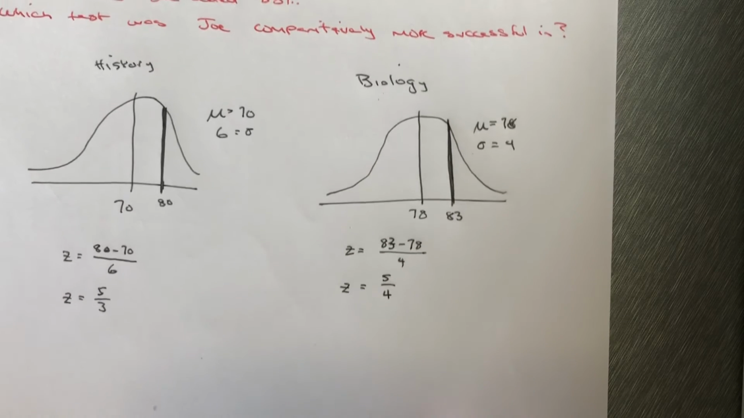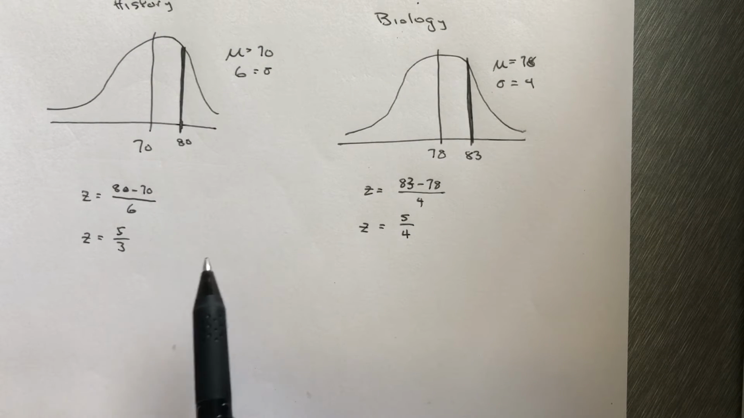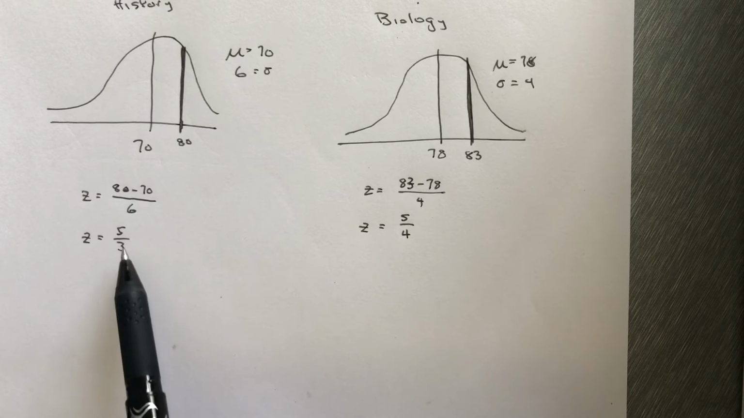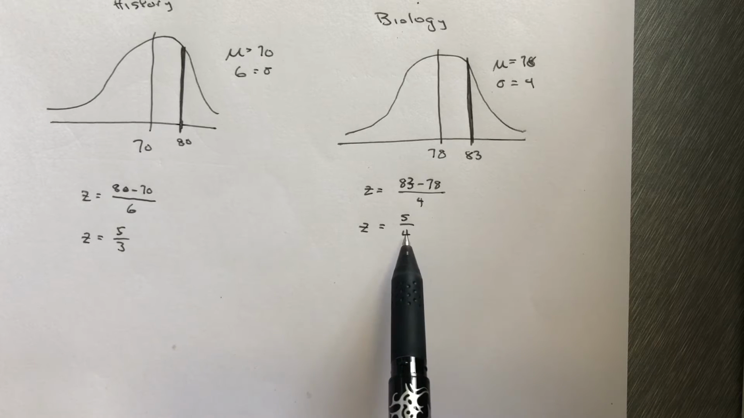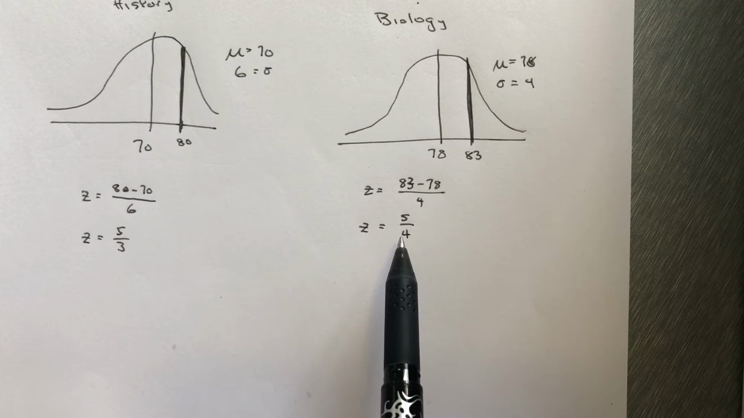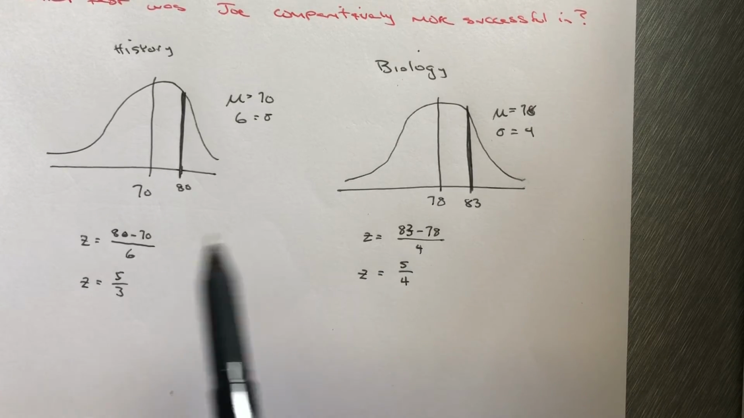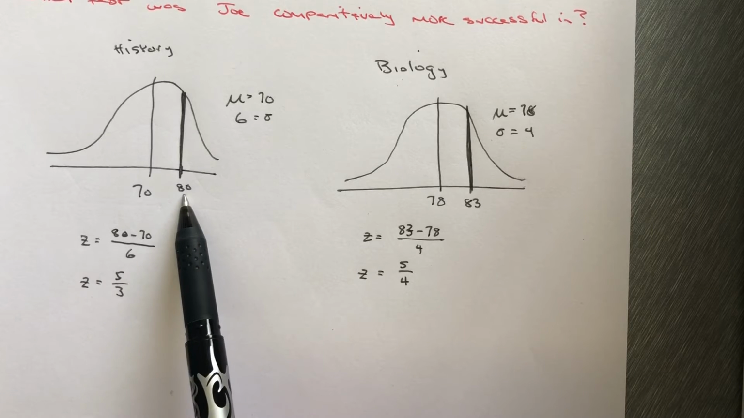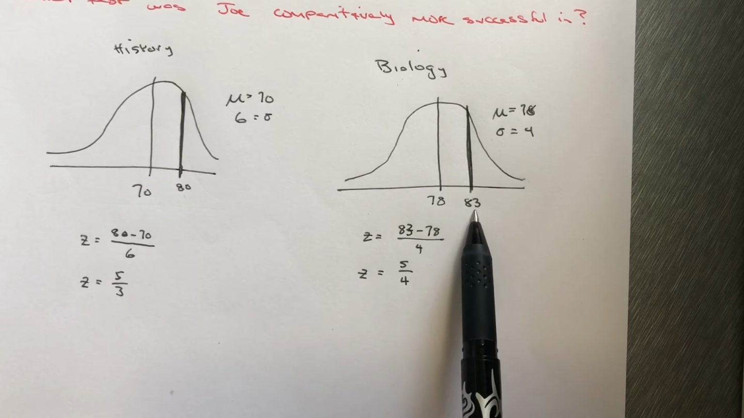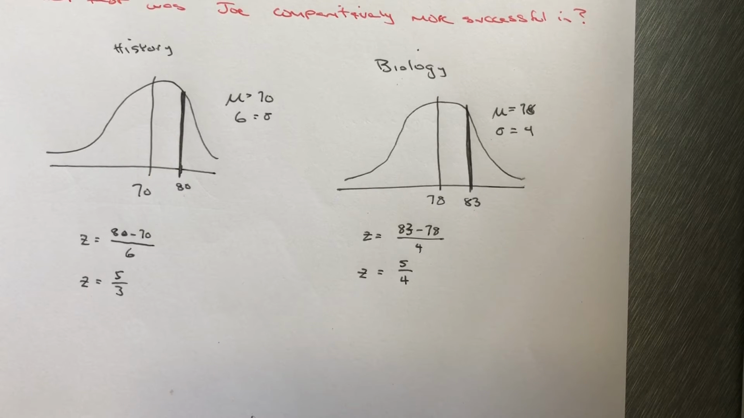So we can see that the Z score for history is higher, which means he's more standard deviations above the mean compared to this one. So if we're going to compare how well he went for both of them, he's done a better job in history, even though he got 80% compared to biology where he got 83%. So that's how we use Z-score to make a bit of a comparison.